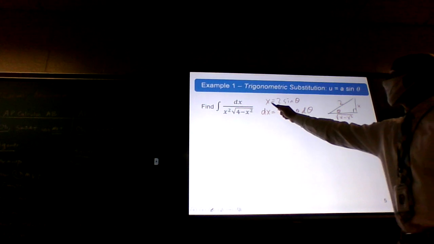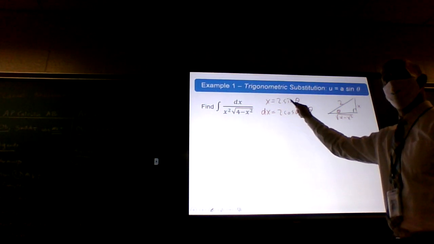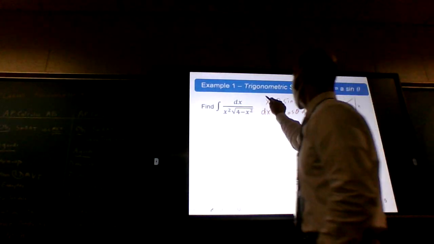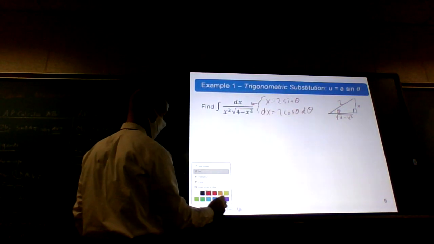Oh, by the way, if this is x, what would x squared be? Well, it'd just be 4 sine squared theta, right? So now what I'm going to do is take all of this stuff and plug it into this integral. And I'll do it in purple now.